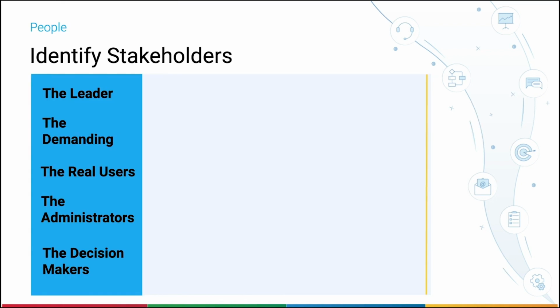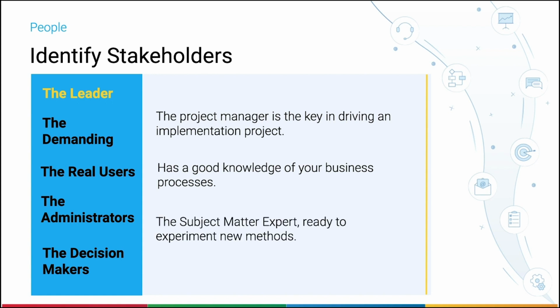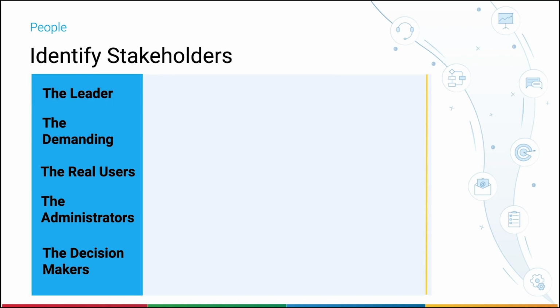Let's identify the stakeholders. The leader is the one who steers a team to success and is the key in driving an implementation project. This person is your project manager who knows the benefits of a CRM, has a good knowledge of your CRM processes, and is ready to experiment with new methods. Your project manager needs to be a subject matter expert who can greatly contribute to the overall implementation of the business process and CRM requirements.